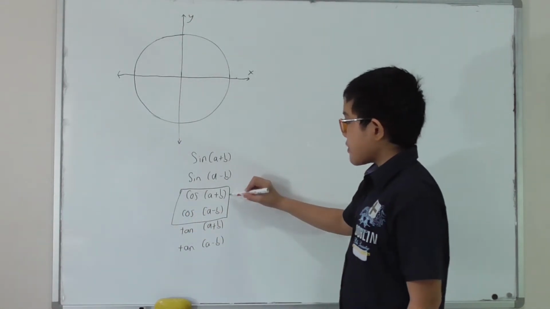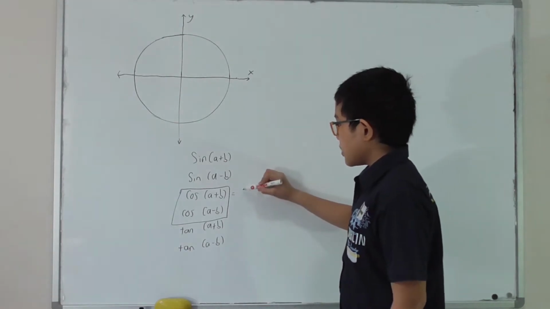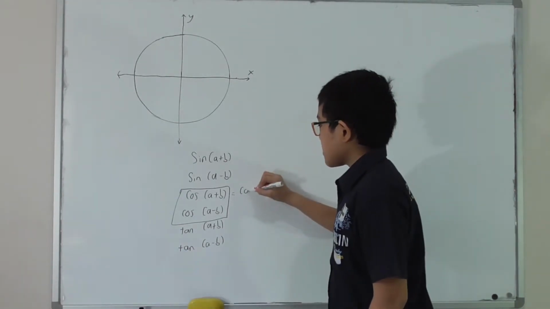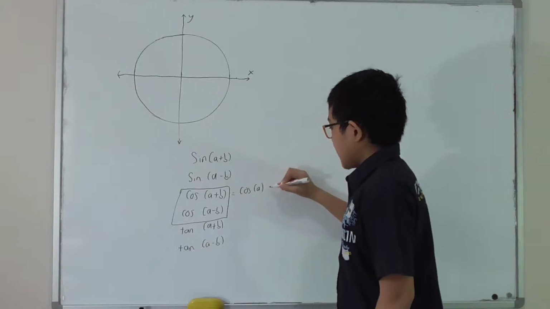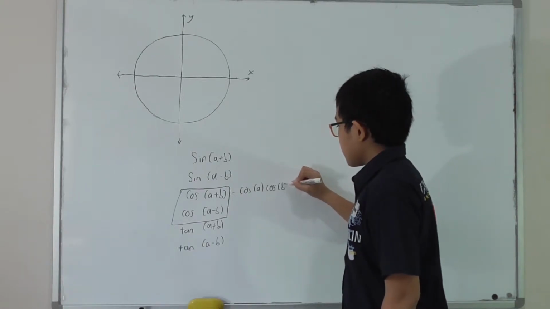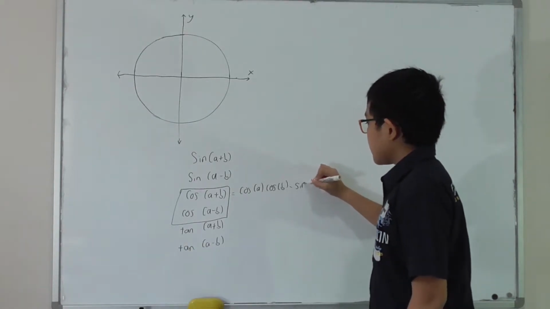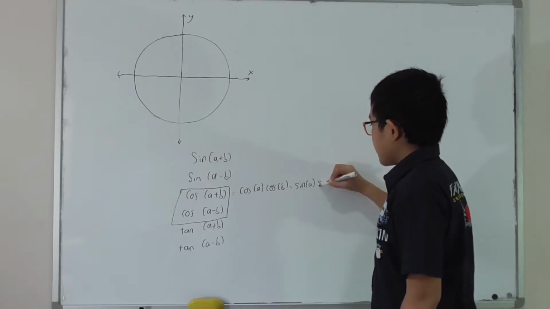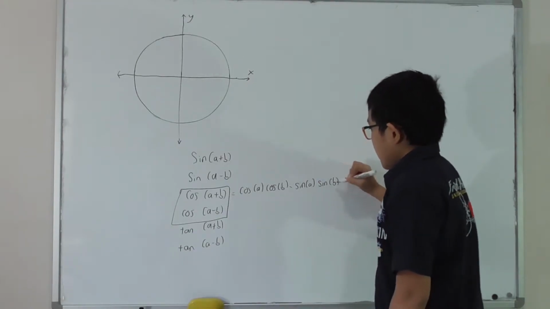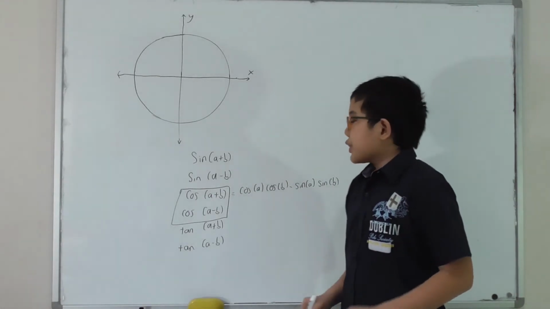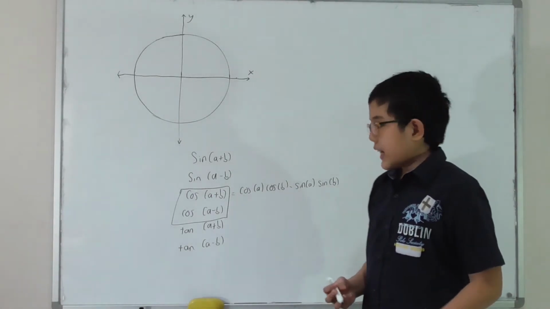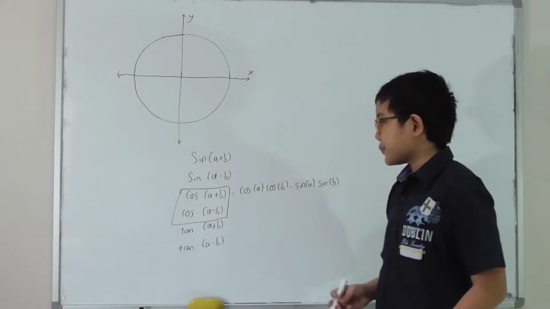So then we know that cosine of a plus b is going to be cosine of a times cosine of b minus sine of a times sine of b. So then, to prove the cosine of a minus b, we firstly have to prove cosine of a plus b.